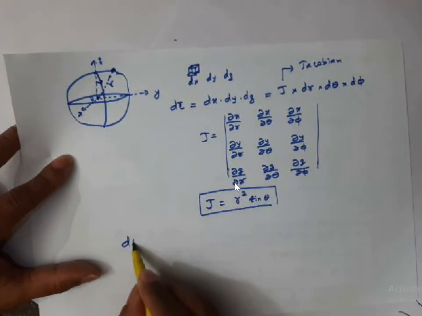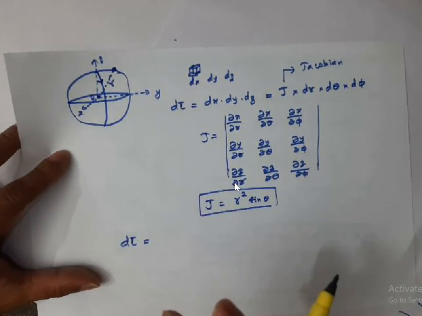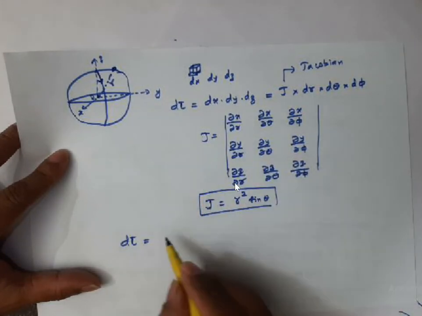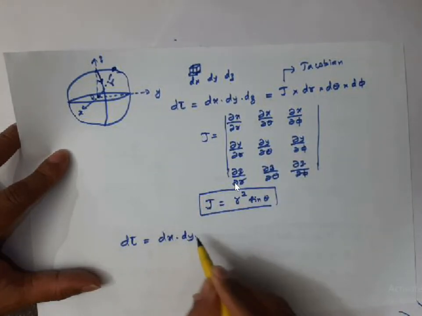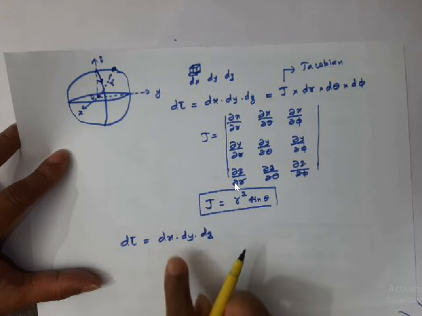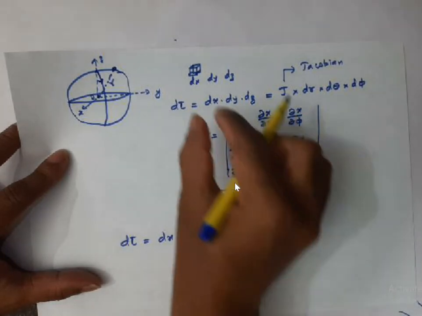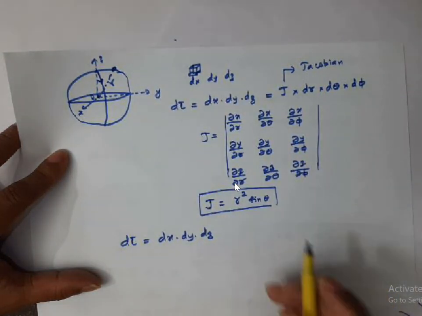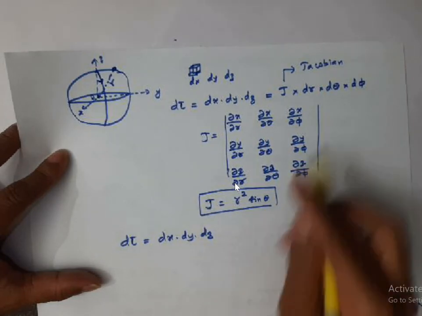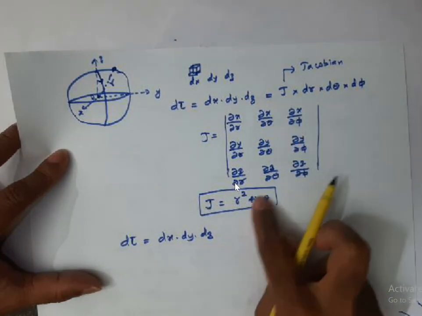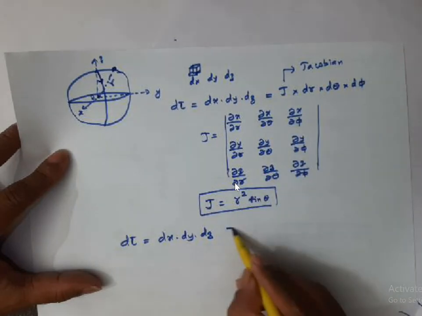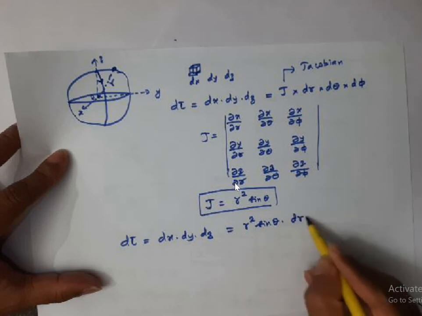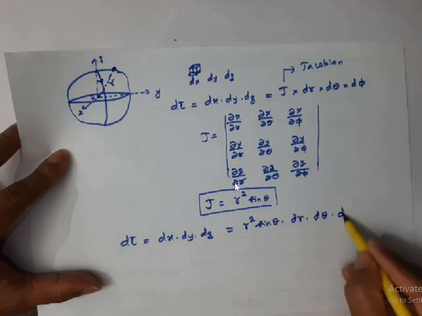Therefore, d tau, the small volume element in three-dimensional space, is given as, in Cartesian coordinate space, the product of dx, dy, and dz, where dx, dy, dz are dimensions of the small cubic element of space, right? In spherical polar coordinate, now we have found out the Jacobian. I'll substitute that value here, d tau is equal to r square sine theta into dr into d theta into d phi.